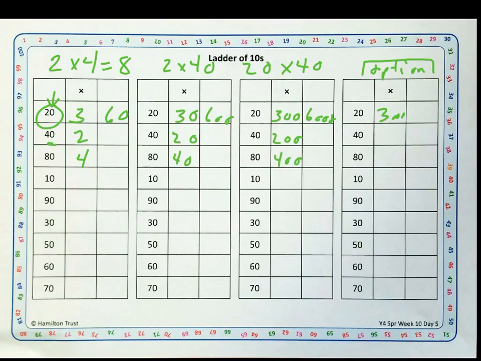So let's go over to the 40 here. If we know that 40 times 2 is going to be 80, we should be able to work out that 40 times 20 is going to be 800. And we should be able to work out that 40 times 200 is going to be 8,000. Okay? And that's basically all you do.